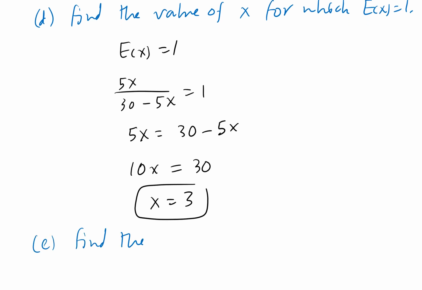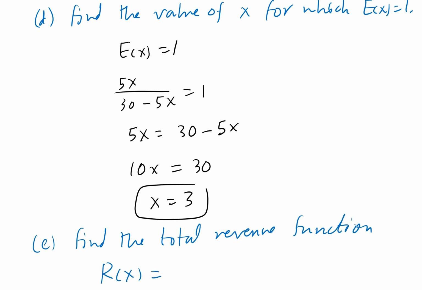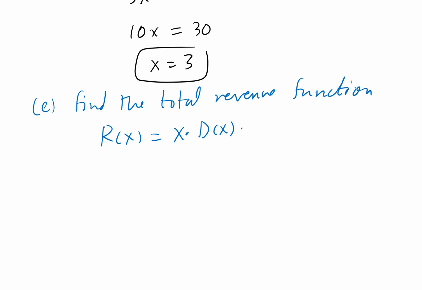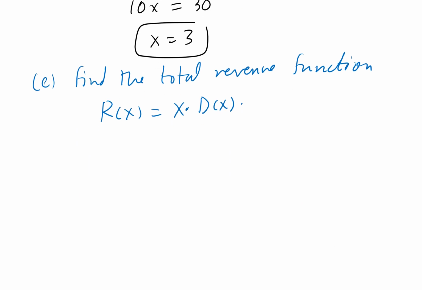Find the total revenue function R of x, which is defined as x times D of x. So it's a direct substitution. X times D, which is 30 minus 5x. And all we have to do is multiply that out: 30x minus 5x squared.